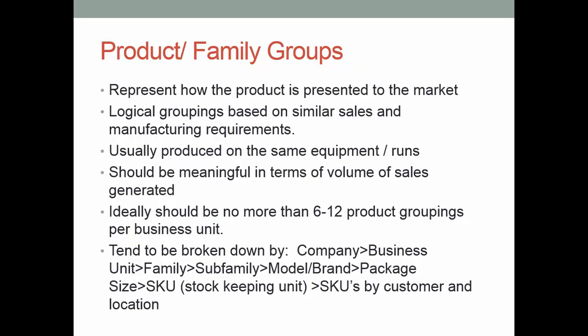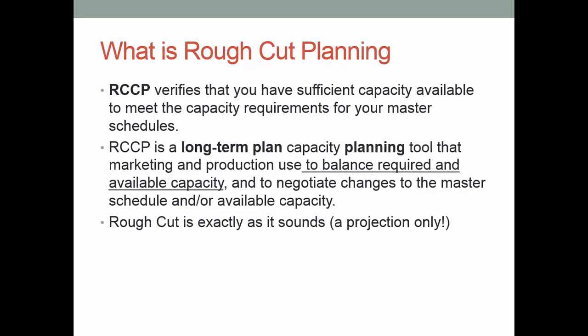Product families and groups. These represent how product is represented in the markets. They're logical groupings based on similar sales and manufacturing. They should have meaningful volumes of sales generated. They usually don't include any more than 6 to 12 groups per unit, and they tend to be broken down by product families. Rough cut capacity planning, or RCCP, verifies whether sufficient capacity is available to meet the capacity requirements for the master schedules. And of course, we're going to be creating a rough cut plan ourselves, so we'll look at that in some detail.